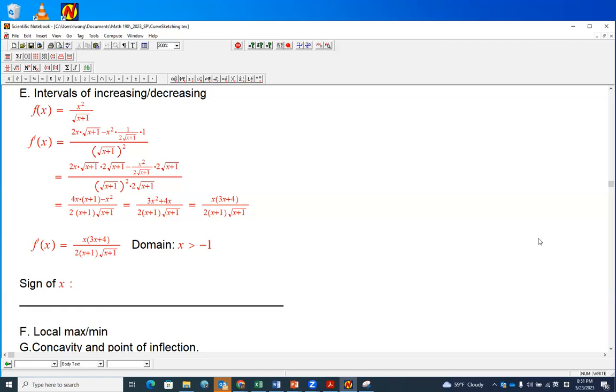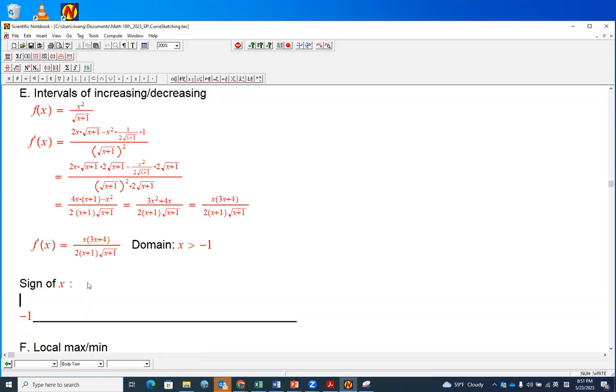A little picture sometimes helps. Starting from -1, and of course we have a 0 here. So x between -1 and 0 is going to be negative. At 0, of course, it is going to be 0. If x is larger than 0, it's going to be positive.